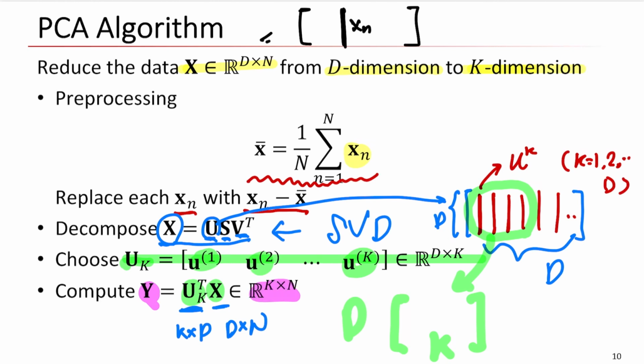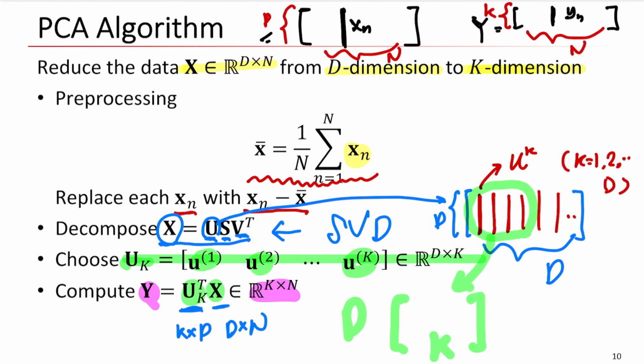In other words, the size of X is T by N, and the size of Y is K by N. So this Y is the new input features, projected to the k-dimensional space from the d-dimensional space. This is what the PCA algorithm does.